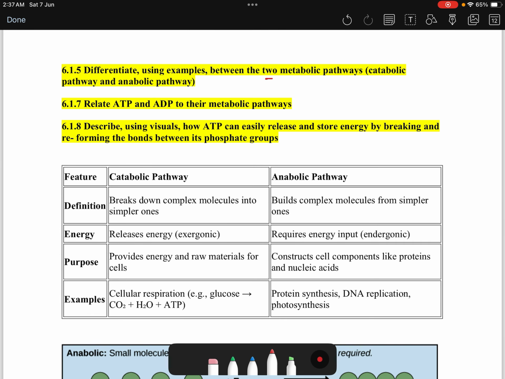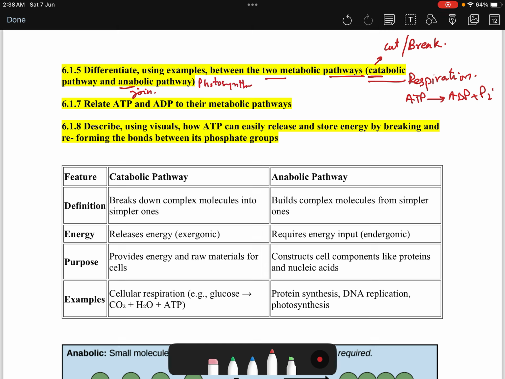Differentiate using examples between the two metabolic processes or pathways, that is catabolism and anabolism. Cata is from cut or breakdown. So in catabolism we break down the big materials into small ones, while in anabolism we join small materials, small particles, to make them big. So catabolic processes are all the breakdown processes like respiration. And when ATP is broken down into ADP plus Pi, this is catabolic. But if you go in reverse, this will be anabolic. Anabolic, like photosynthesis, is anabolic.